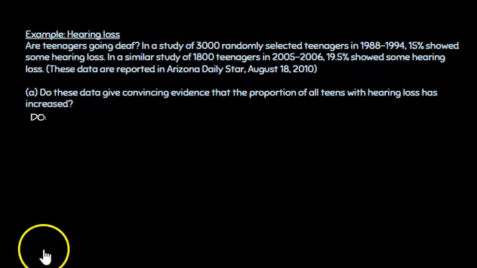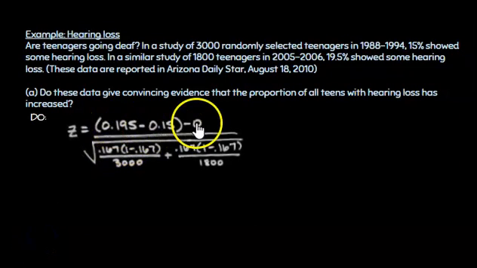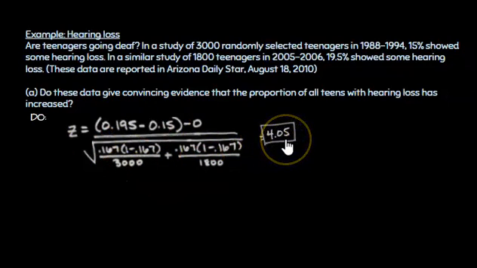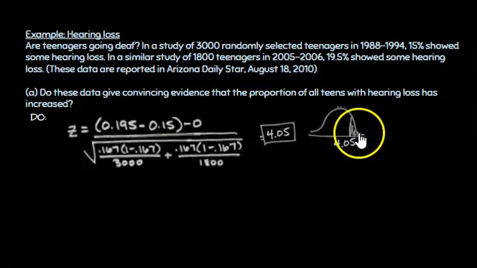Okay, so moving on to the do step. Here's my formula. I take my 2 proportions, subtract them, minus 0, the null value. There's my standard error. Notice I use the pooled proportion in both of the fractions with the individual sample sizes. Crank out that number, I get 4.05 for my z-score. So I sketch my drawing. That's way over here as a right tail. It should be because it's a greater than.